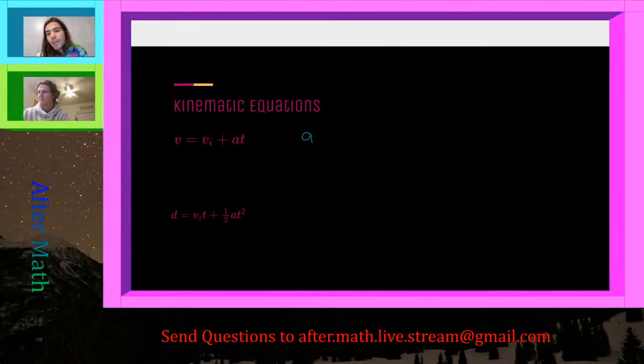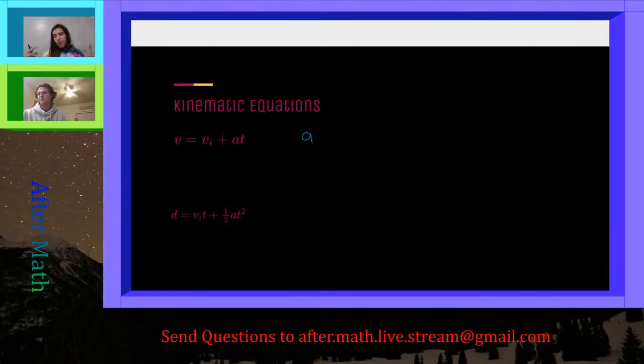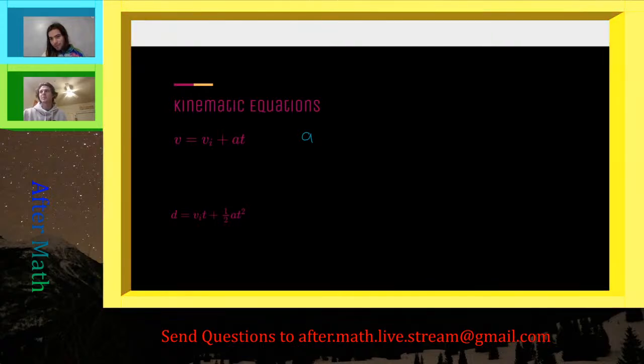So let's say that our A is acceleration. Jaden, do you remember what the derivative of velocity is? That would be acceleration. So if an integral is the inverse of a derivative, what should be the integral of acceleration? Then it should be velocity.